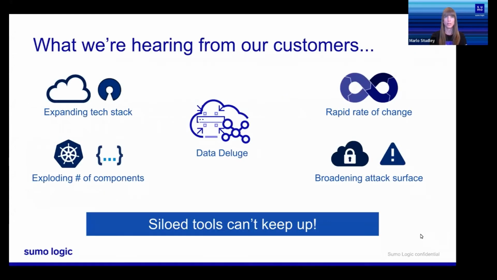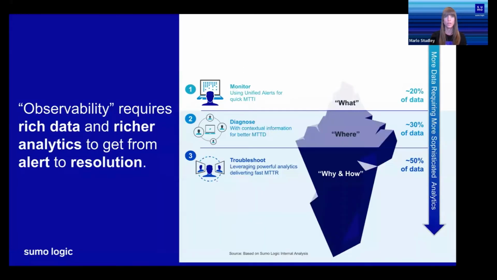Our clients are experiencing expanding tech stacks with an exploding number of components, causing a deluge of data from machine-generated telemetry. Siloed tools cannot keep up with application usage. With expanding architectures, observability is becoming increasingly critical. It is important we remember observability is not just about telemetry.